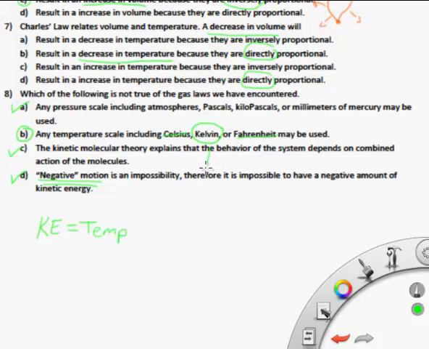That's exactly why we have to have the Kelvin scale. Kelvin is a necessity because it defines absolute zero. You cannot go colder than 0 Kelvin because you can't have a negative temperature, because you can't have a negative energy, because you can't have negative motion.